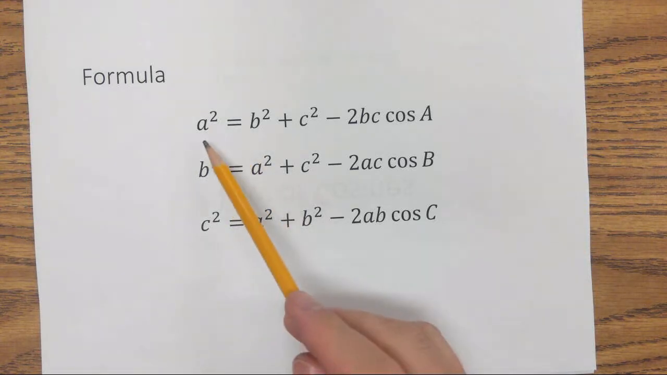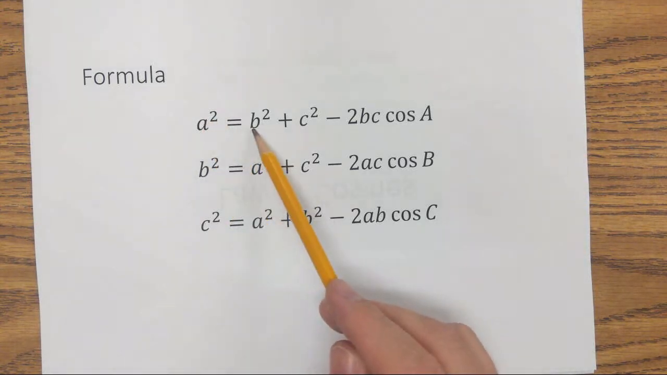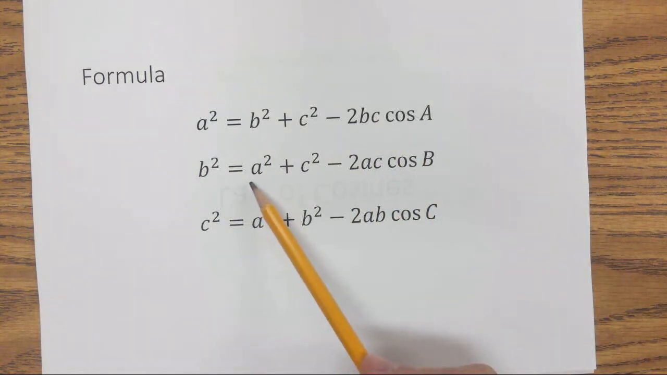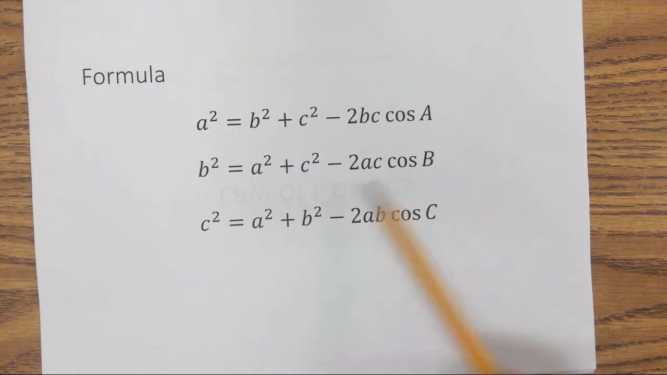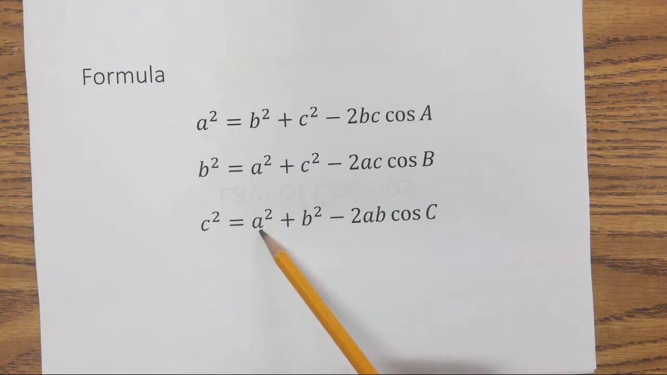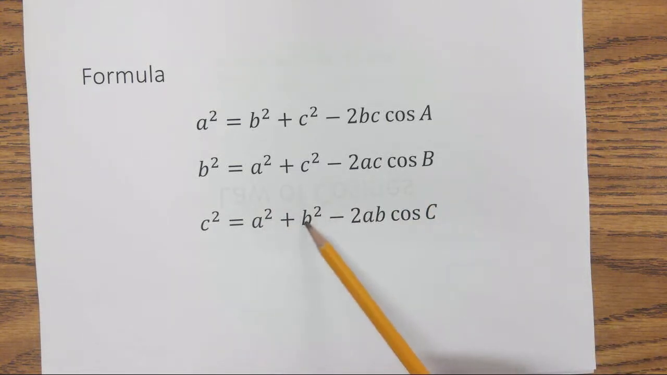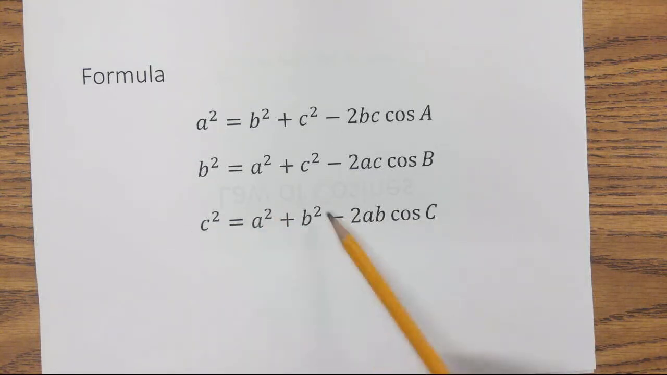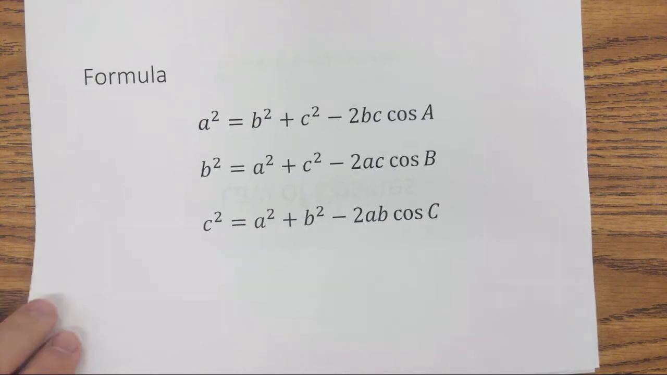So this one I use if I've got side B and C and angle A. This one I'd use if I've got side A and C and angle B. This one I'd use if I've got side A and B and angle C, or some combination of the sides in order to find the angles. You just have to manipulate all that stuff in order to help you find what you need.